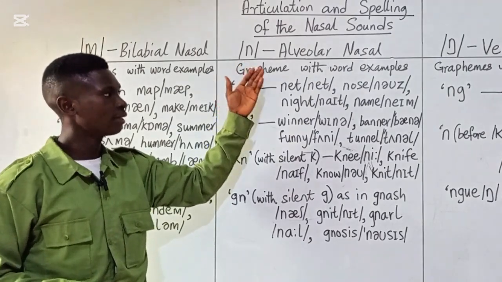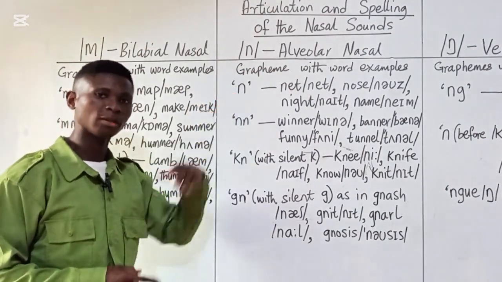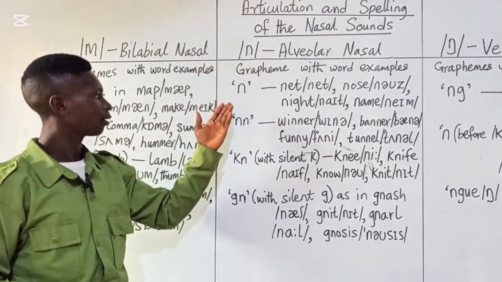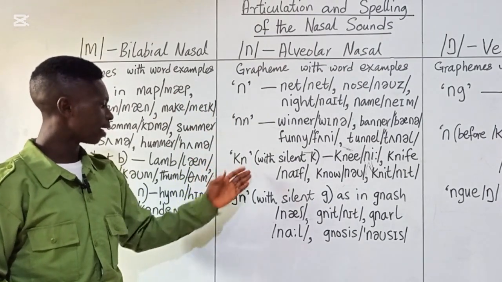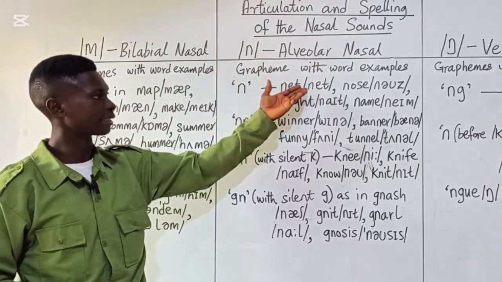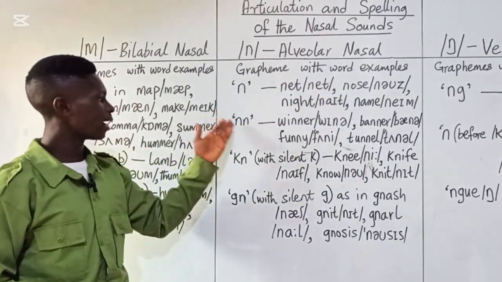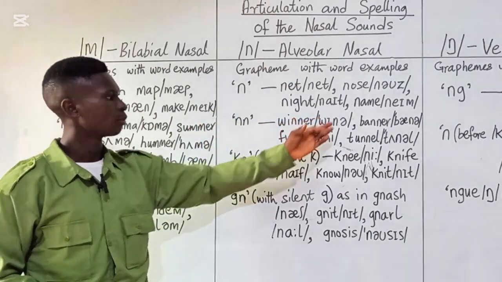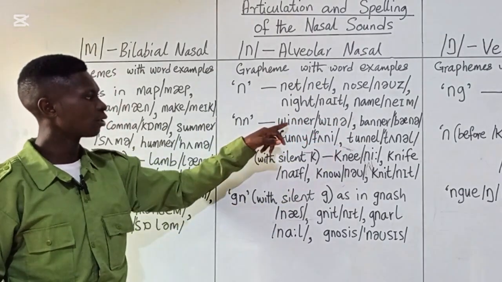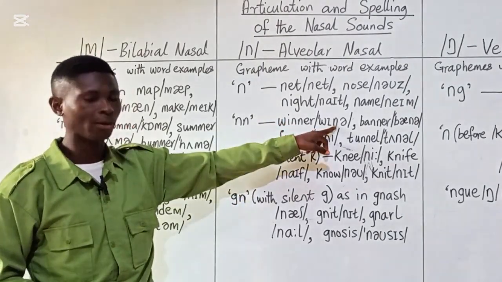We also have the different graphemes and the words example for the alveolar nasal sound. There are letters N, NN, KN, and GN. For letter N, we have words like net, nose, night, name. For NN, we have winner, banner, funny, tunnel. In place of these two N's, we have only one sound.